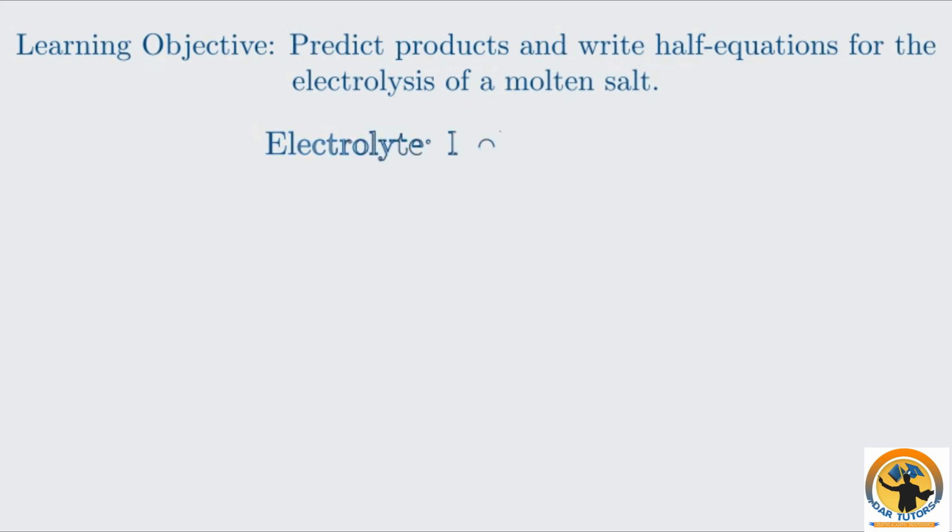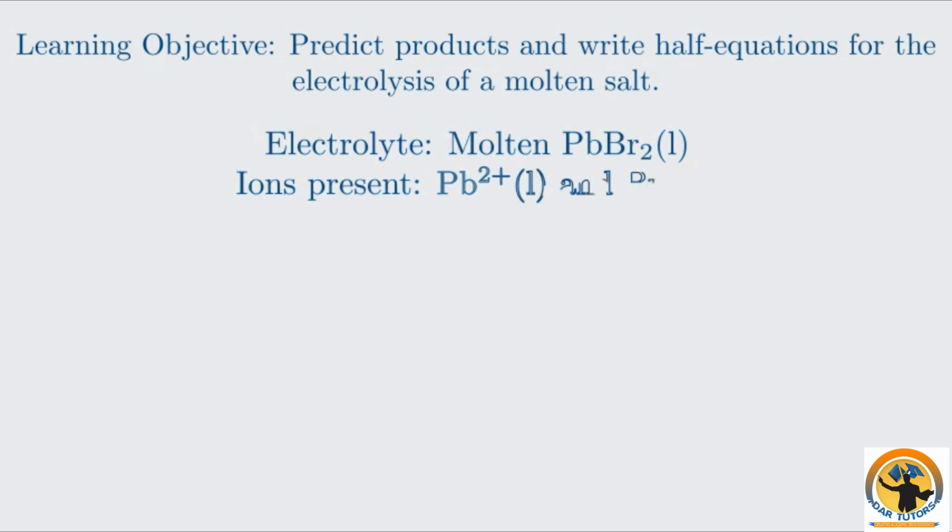Let's apply our knowledge of electrolytic cells to a simple example: the electrolysis of molten lead(II) bromide. Our objective is to predict the products and write the half equations. This will illustrate the basic principles of molten salt electrolysis. We're electrolyzing lead(II) bromide. When it's molten, the ions become free to move. This is why ionic solids don't conduct electricity, but their molten forms or solutions do.